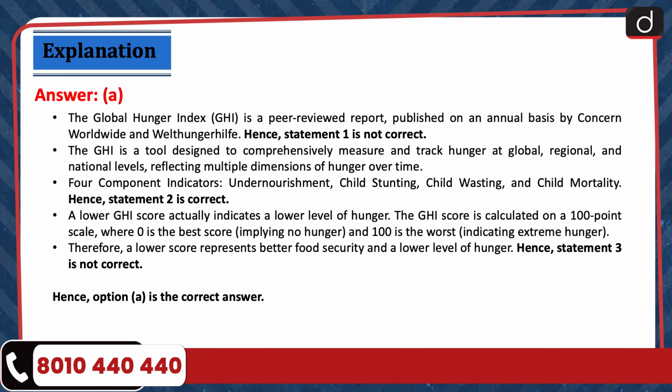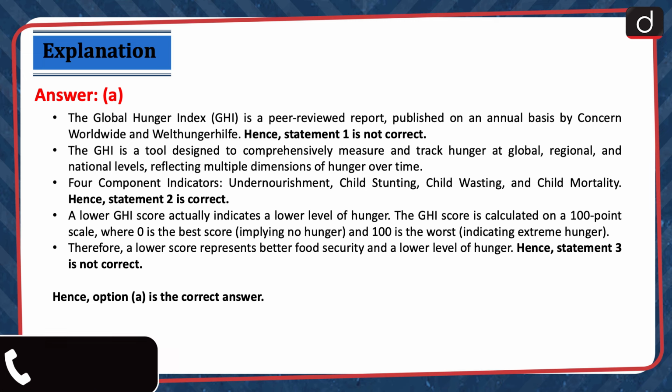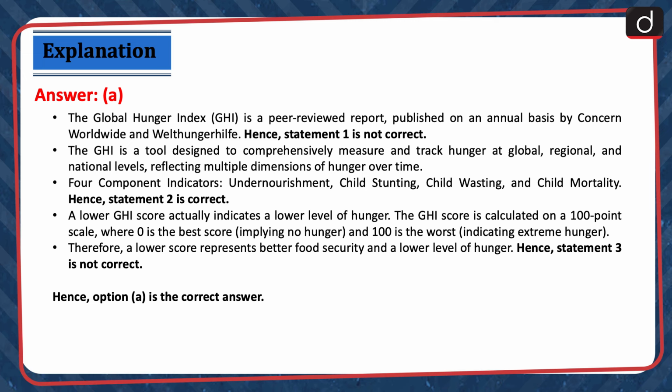A lower GHI score actually indicates a lower level of hunger. The GHI score is calculated on a 100-point scale where 0 is the best score, that implies no hunger, and 100 is the worst, indicating extreme hunger. Therefore, a lower score represents better food security and a lower level of hunger. Hence, statement 3 is not correct. Hence, option A is the correct answer.